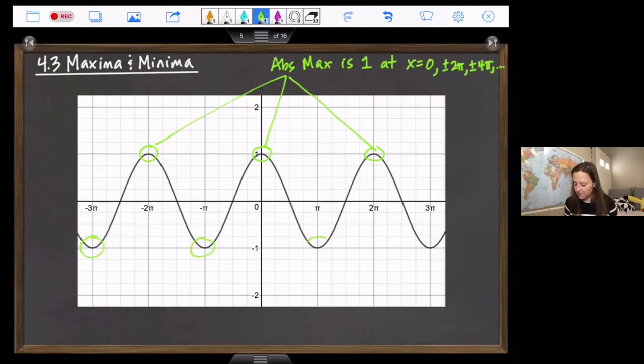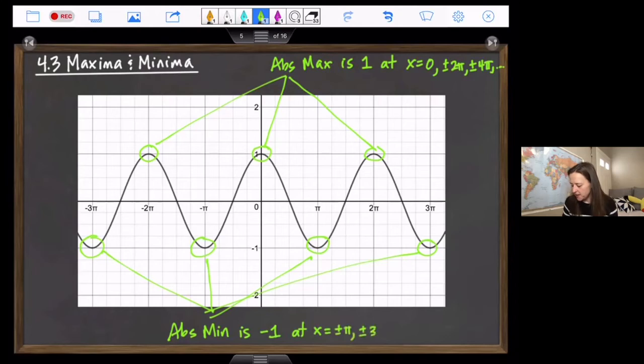These are negative 1. All right, so our absolute min is negative 1 at x equals all the odd multiples of pi. So we'll say plus or minus pi, plus or minus 3 pi, dot, dot, dot. You get the idea. This is happening over and over again.